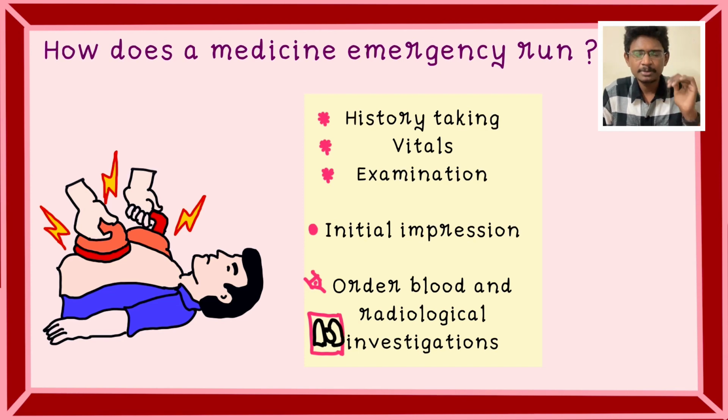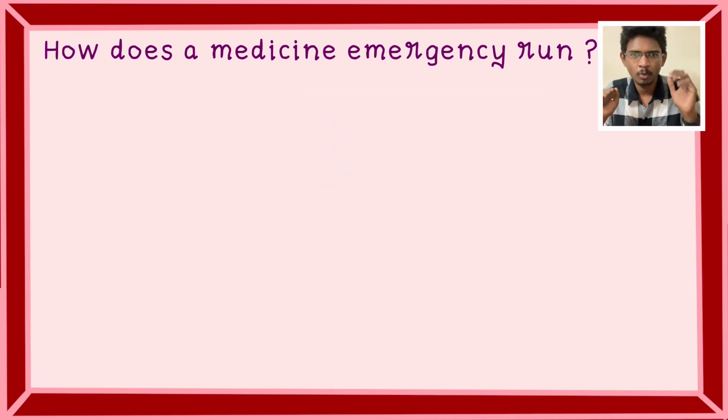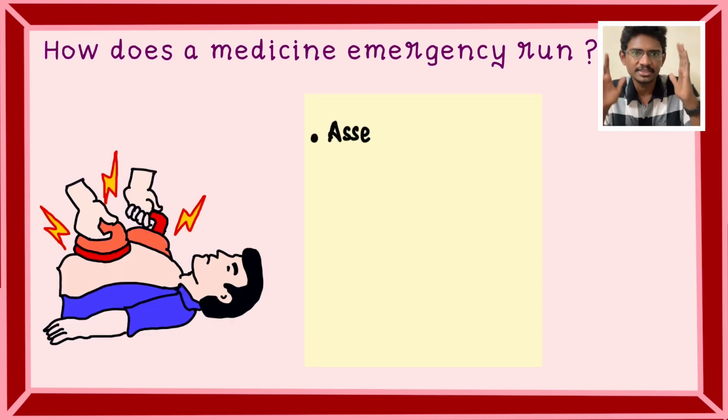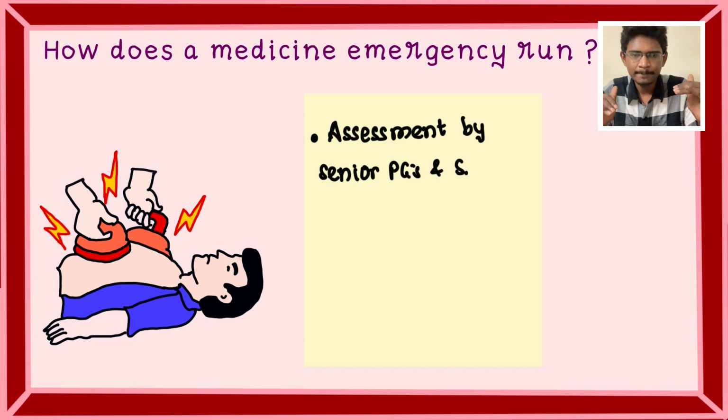Next come those patients who are relatively stable. For these patients, the PGs will be taking a detailed history, and with the clinical vitals and examination findings of the patient, we will try to make an initial impression of what he might be having at this point of time. Then depending on the initial impression, we will be advising investigations for the patient.